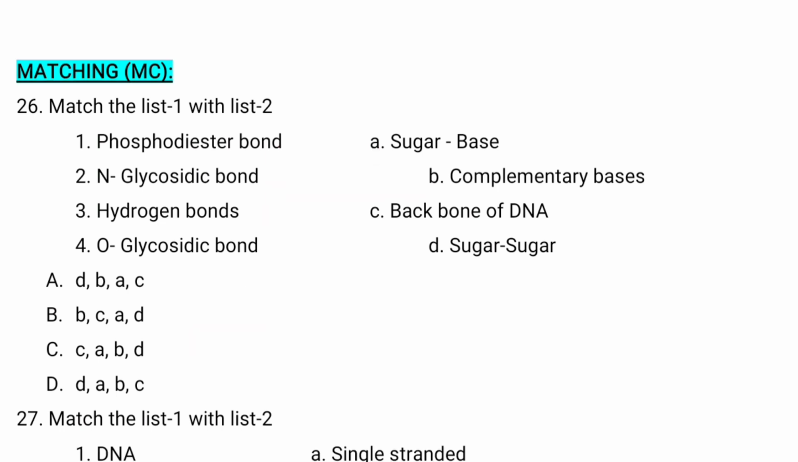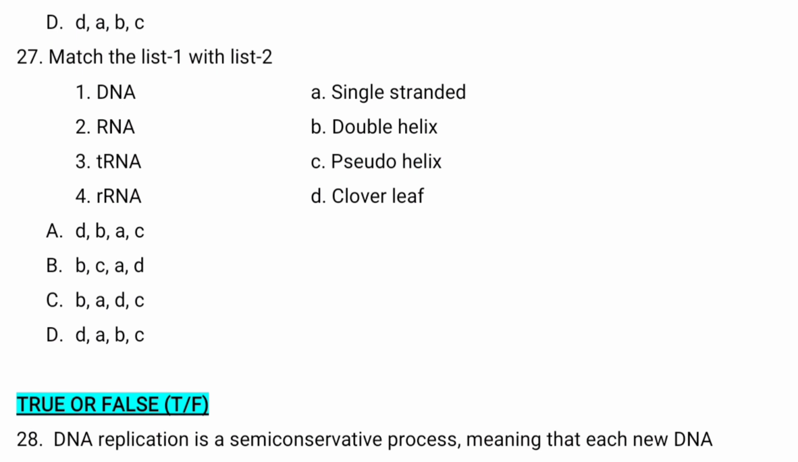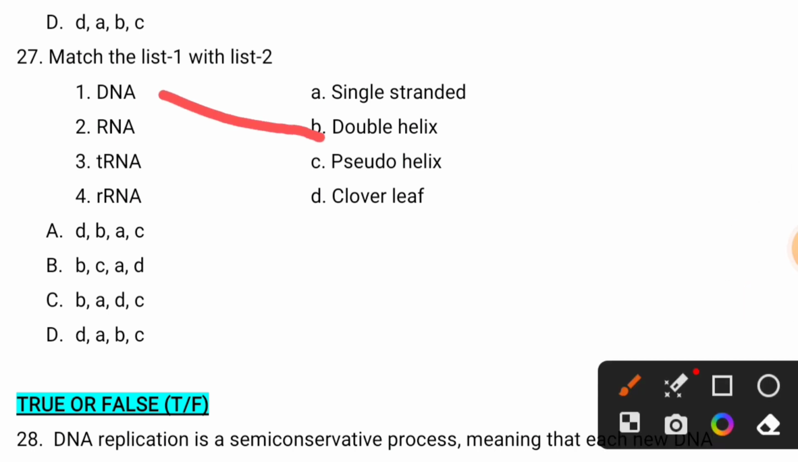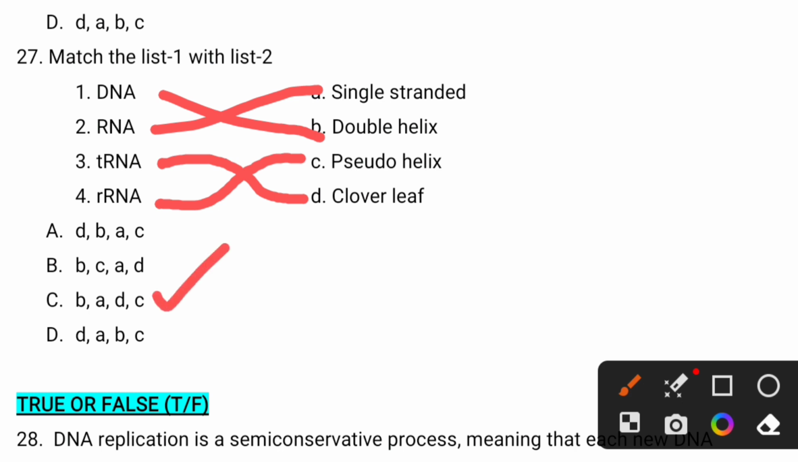Okay, so let's see the second matching. Here also you have to match list 1 with list 2. DNA is a double helix. RNA is single stranded. tRNA shows a clover leaf structure. rRNA forms a pseudo helix. Okay, so the correct answer is C, BADC is the correct answer.